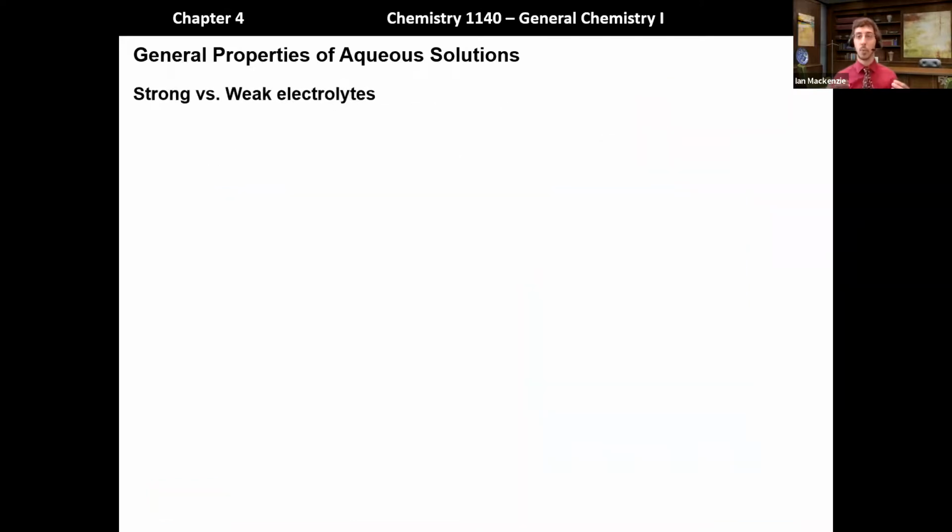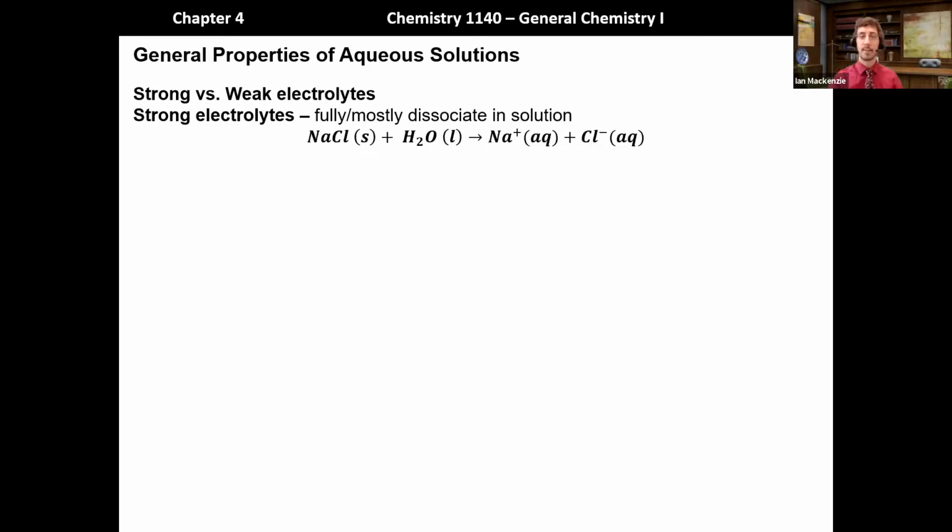Okay, so we know a little bit more how electrolytes break up into solution, but there's also a distinction of strong versus weak electrolytes. And then there's even non-electrolytes. How do we distinguish these? Well, strong electrolytes are those compounds which fully or mostly dissociate in solution. A couple of classic examples of this: sodium chloride, that one fully dissolves, dissociates in solution, or HCl.